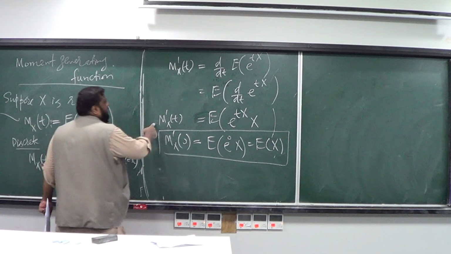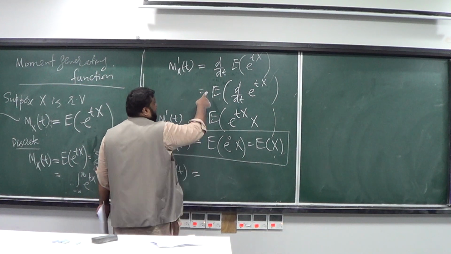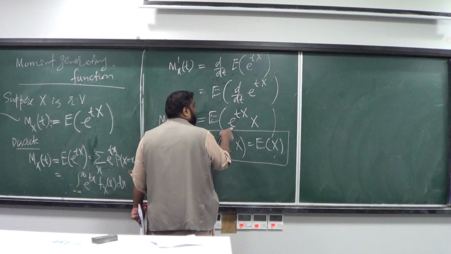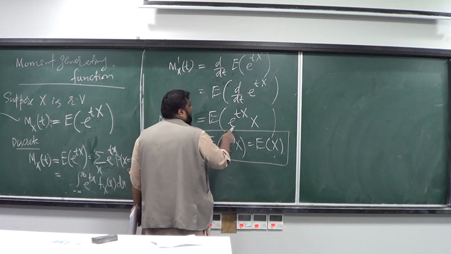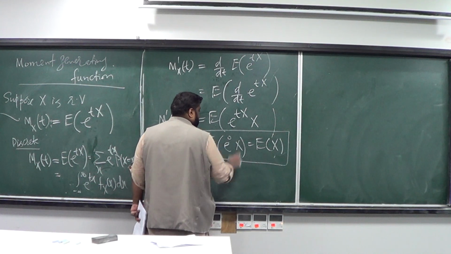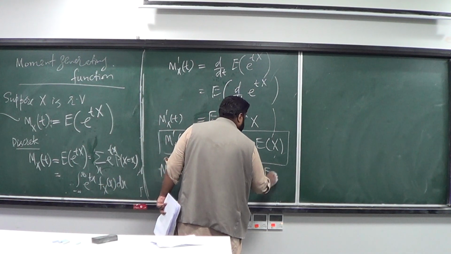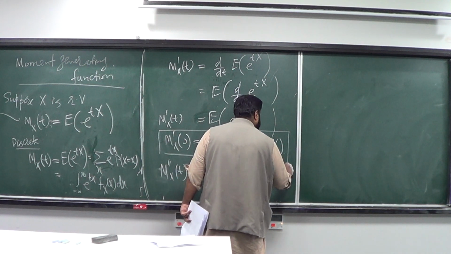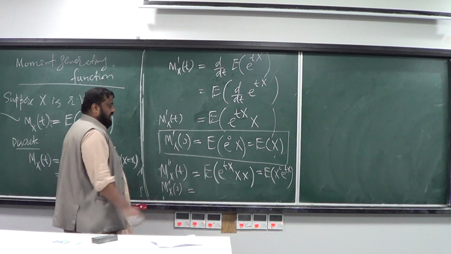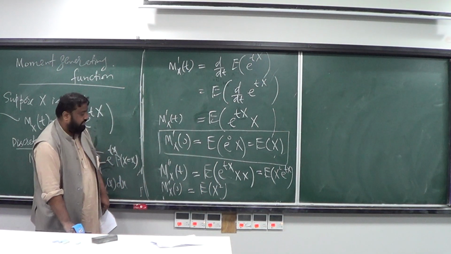How about if I differentiate this again? You're going to get m double prime of x of t, and then again the derivative of the expectation is the expectation of the derivative, and then you again differentiate e to the tx with respect to t. You're going to get the expectation of e to the tx times the derivative of the power, which is x, times this x. So this is the same as the expectation of x square e to the tx. If you compute this value at 0, you're going to get the expectation of x square.